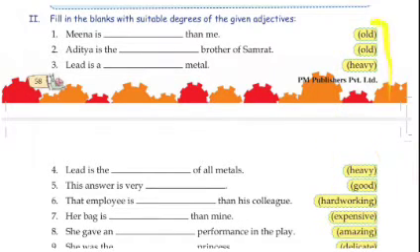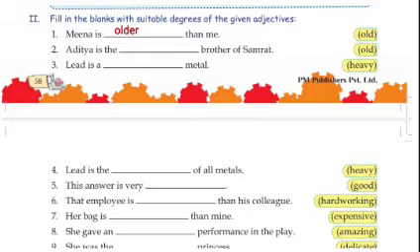You have to fill these blanks with suitable degree of adjective. Okay, so let's start with number 1. Number 1 says Meena is dash than me. So this 'than' shows that comparison is going on. So we have to write her comparative degree. So what is comparative degree of old? That is older.